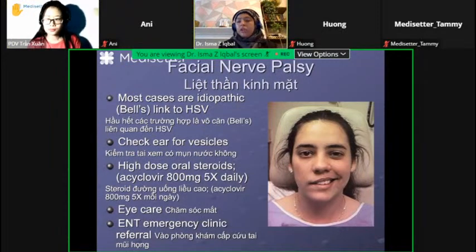You must make sure that the patient doesn't have acute otitis media that may be causing this facial palsy, because the treatment would be different.